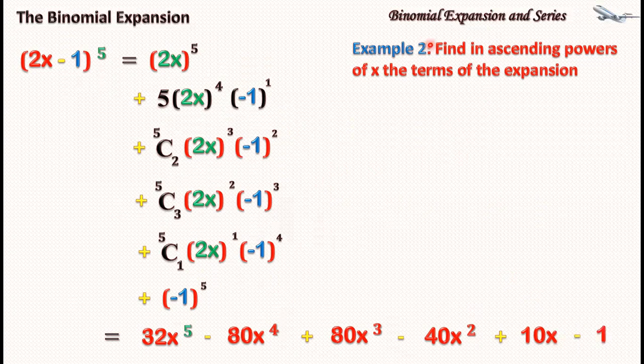But this answer is not complete because the question says in ascending powers of x. So at the end, you have to rearrange your work starting with minus 1. So your work now should start with minus 1 plus 10x minus 40x squared plus 80x cubed minus 80x to the power 4 plus 32x to the power 5.